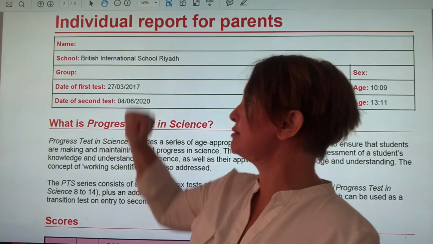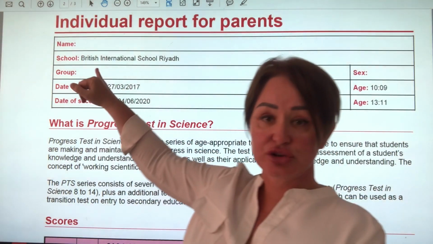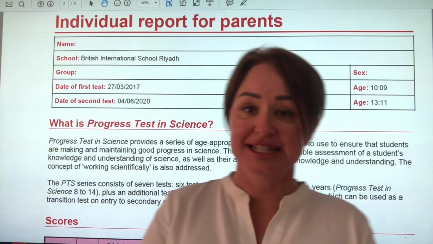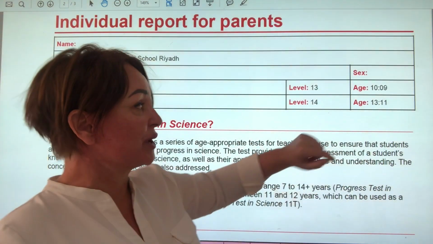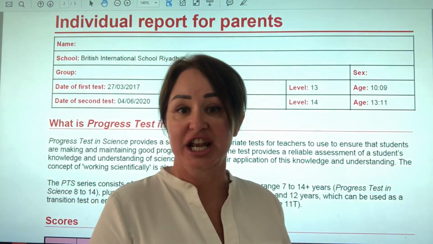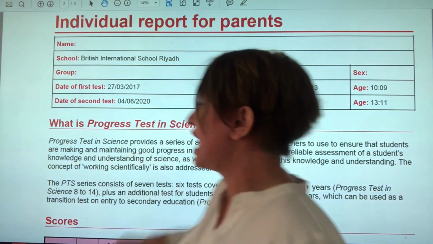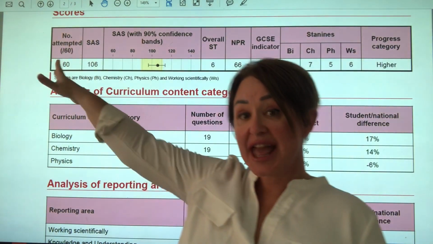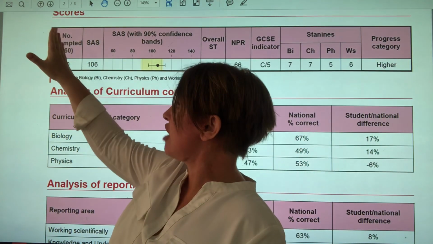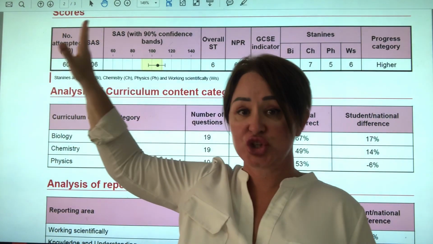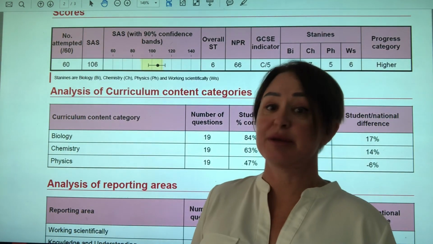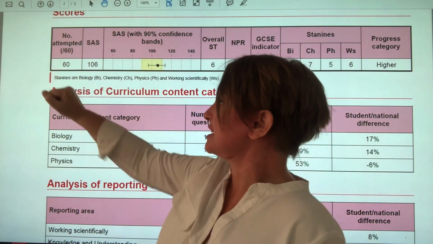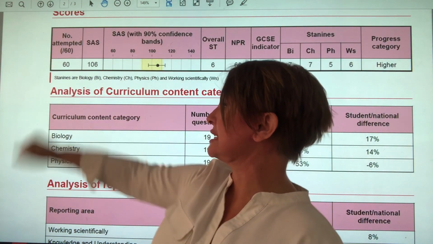Clearly your child's name, the school's name, the teaching group or tutor group, and the date of the test. On this side, we have the student's age in months, and that's quite important. I'll tell you why. Firstly, on the next bit of data, we've got the number of questions they managed to attempt in the time that it took them to do the test. And out of 60 questions, this student did all 60.